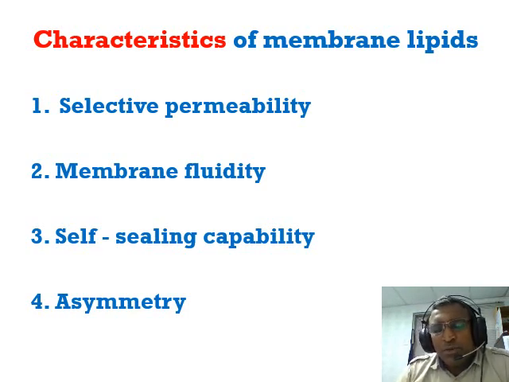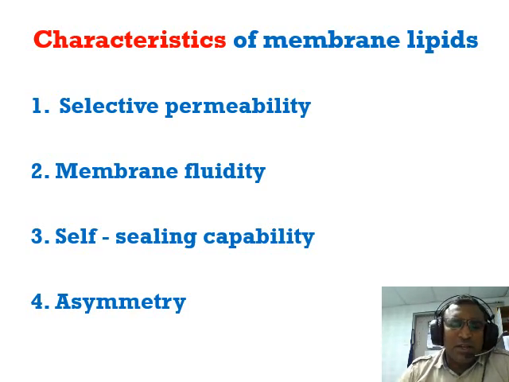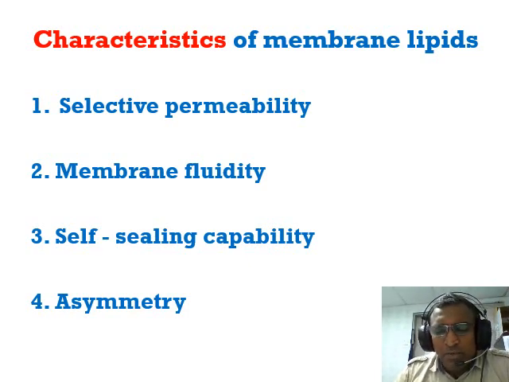The lipid bilayer also, if you cut it at any part or any region, it can actually come back to becoming normal again. And then the lipid bilayer, the two layers are not really having the same number of lipids. It is different on one side compared to the other. That's why you are having it as asymmetry.